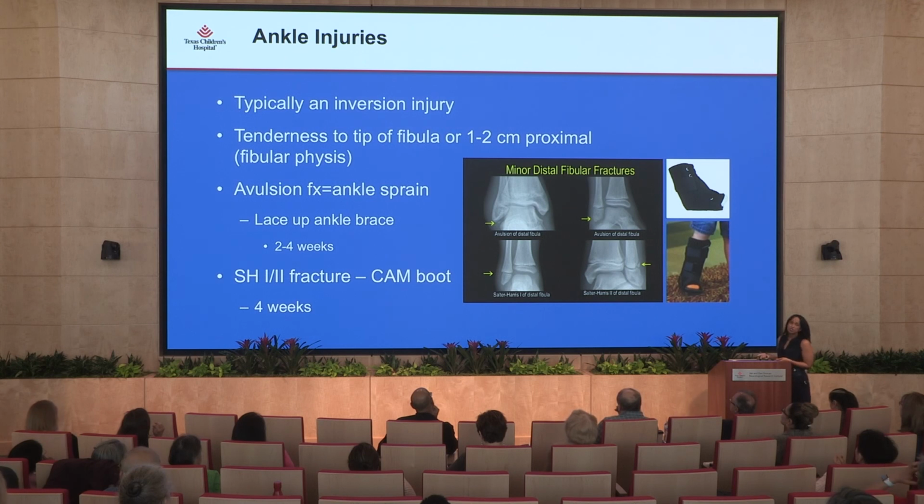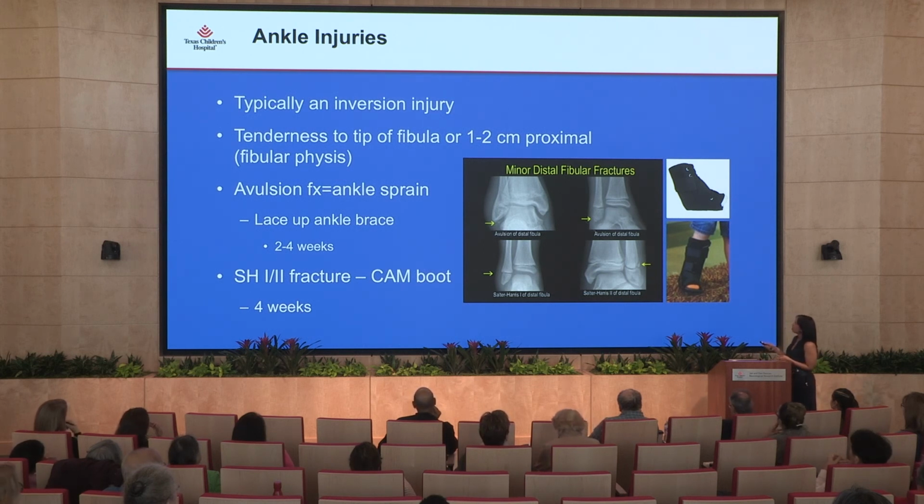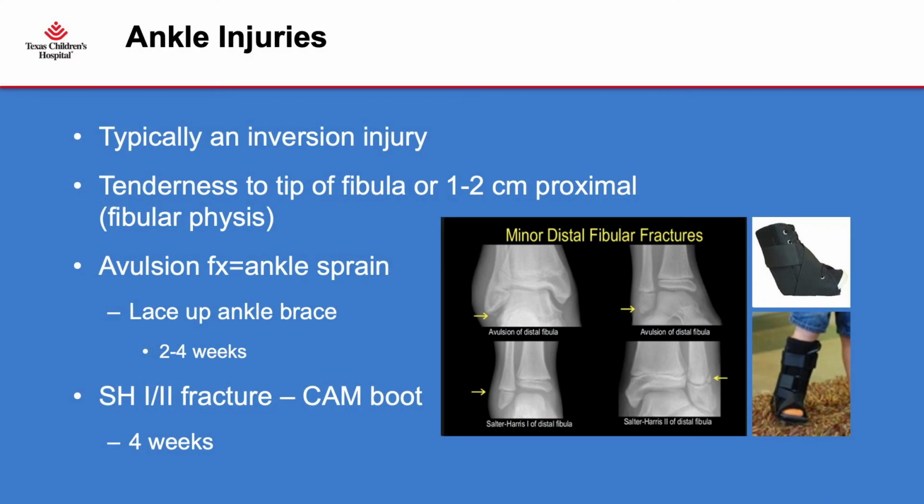And so lastly, we're going to talk about ankle fractures. Typically this is an inversion injury, so they turn their ankle. They'll have tenderness either at the tip of the fibula or at the level of the fibular physis, which is about 1 to 2 centimeters proximal. If it's an avulsion fracture like this, where it's just a small fleck of bone just off the tip of the fibula, those are essentially the equivalent of an ankle sprain, and they can be treated in a lace-up ankle brace.